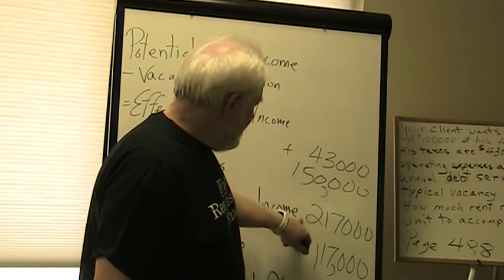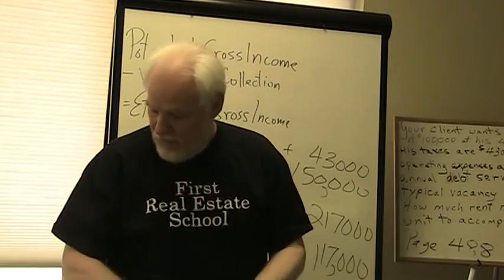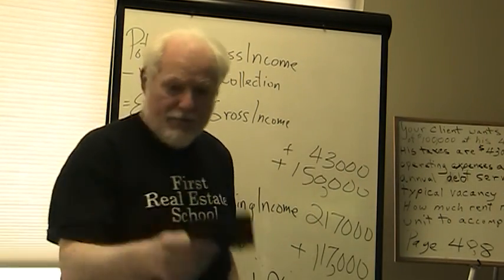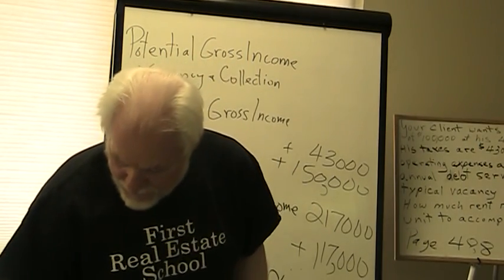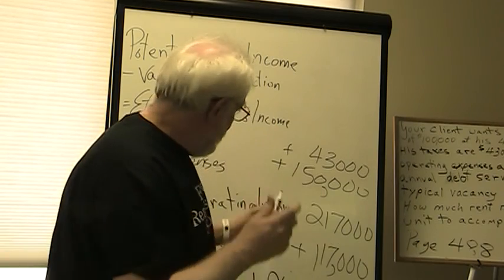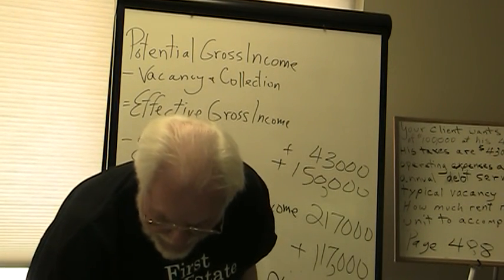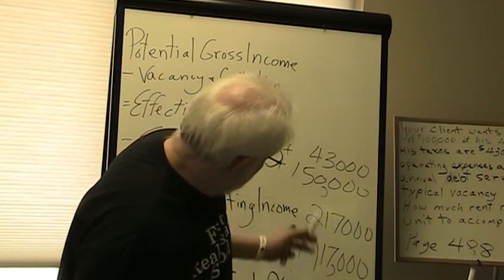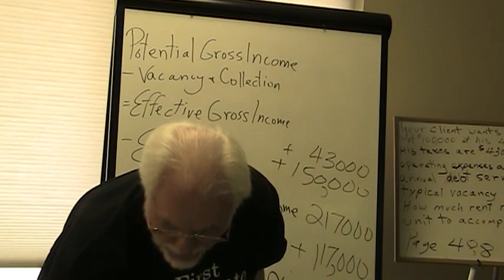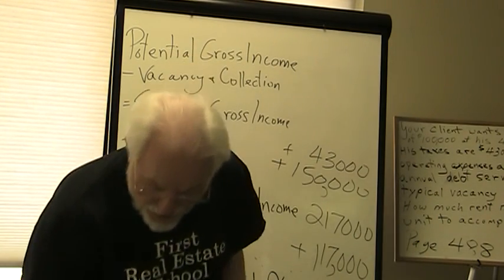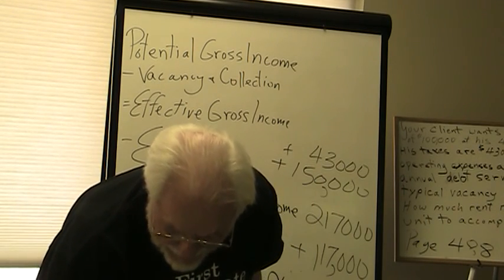So we're going to take the 217 and we're going to add these two numbers to it. Got my handy calculator here. I want you to do this along with me, or I'm going to do it along with you. We've got $217,000 in net income plus $150,000 in expenses plus $43,000 in taxes.